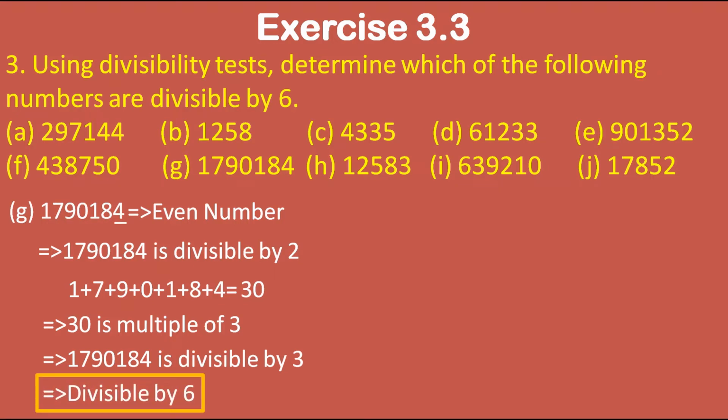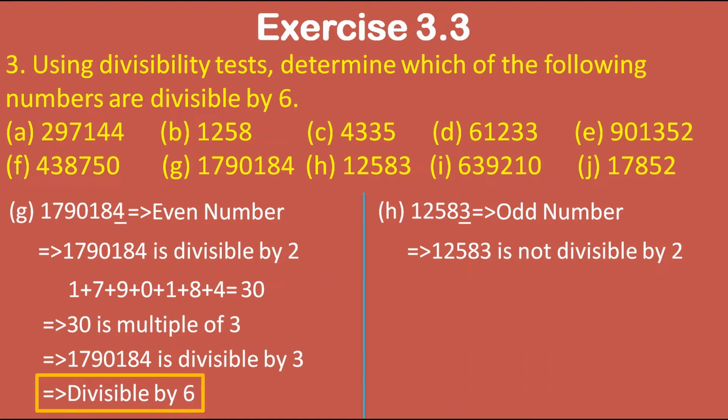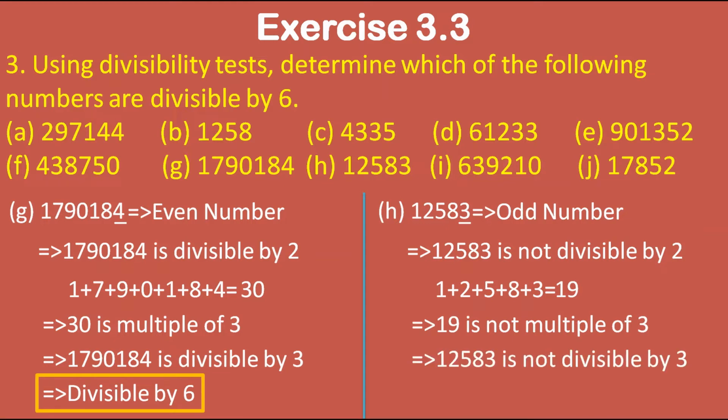Okay. Now let's move to the next number, that is 12,583. Here we have 3 on its unit place, means the number is an odd number. So the number is not divisible by 2. Now let's check for divisibility by 3. For that we are adding the digits. We are getting the sum as 19, and 19 is not a multiple of 3. Therefore the number is not divisible by 3. As it is divisible by neither 2 nor 3, the number is not divisible by 6.